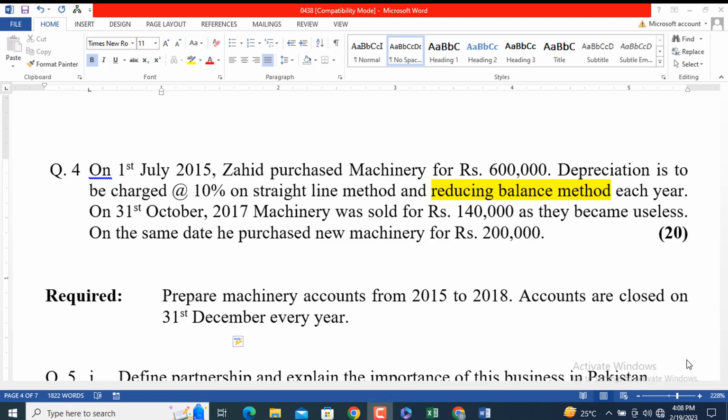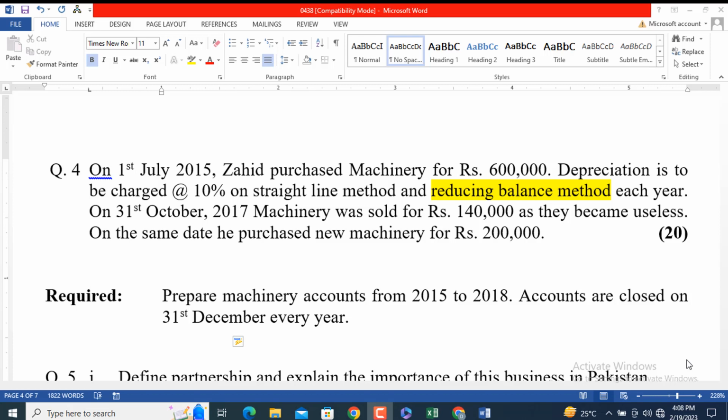In my opinion, for the sake of understanding, they have asked you about Mr. Zahid and his company maintaining a schedule of depreciation on the basis of two methods. But in reality, either you can use straight line method or reducing balance method. Both methods cannot be applied by a company at the same time. But what I perceive from the question is that it is just for the sake of giving you a more detailed understanding of the two methods regarding the depreciation.